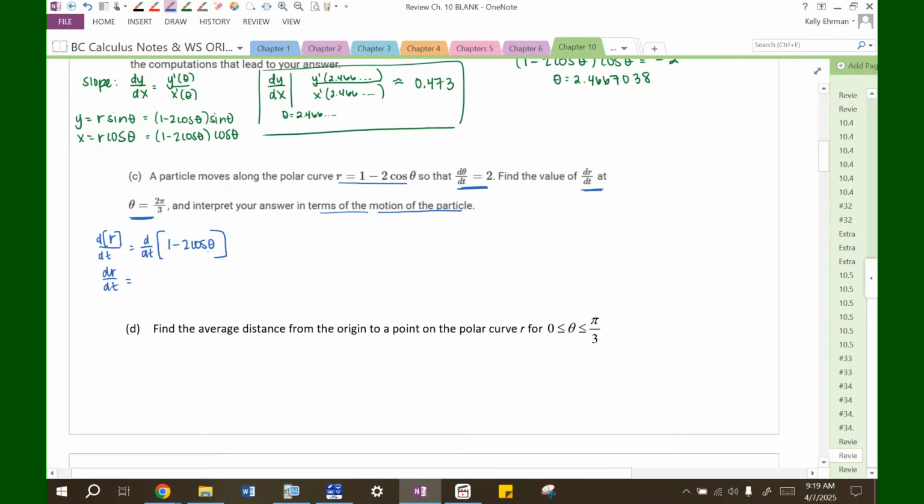Take the derivative of this expression. So the derivative of 1 goes to 0. Negative 2 cosine becomes positive 2 sine theta. But you just took the derivative of a theta with respect to t, so you need a d theta dt.